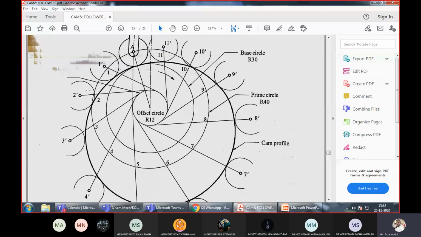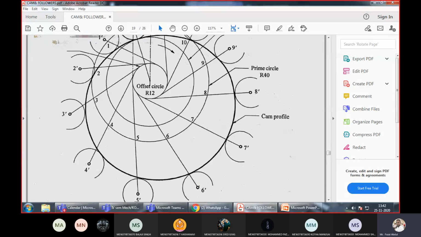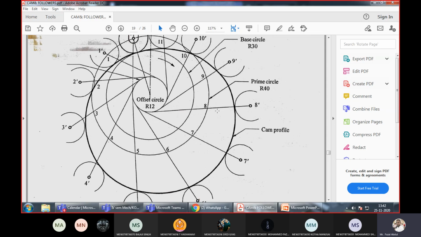The second point is shifting from here to here. The third point is shifting 3 to 3 dash. The fourth point is shifting from 4 to 4 dash. Fifth to 5 dash, 6 to 6 dash, 7 to 7 dash. See there. Whatever points you are observing on the prime circle, those points are shifting according to the given data. Is it clear?